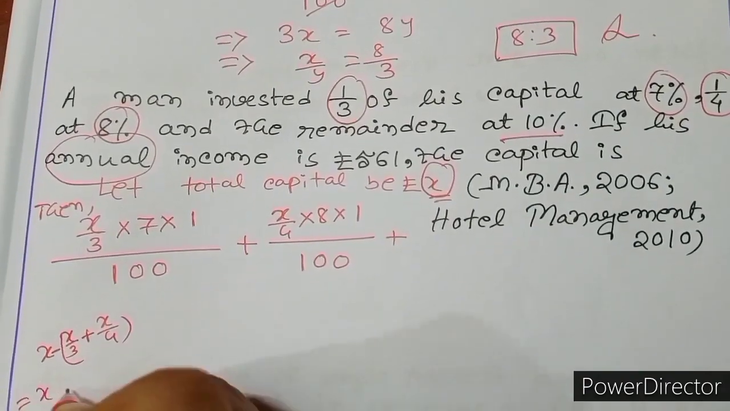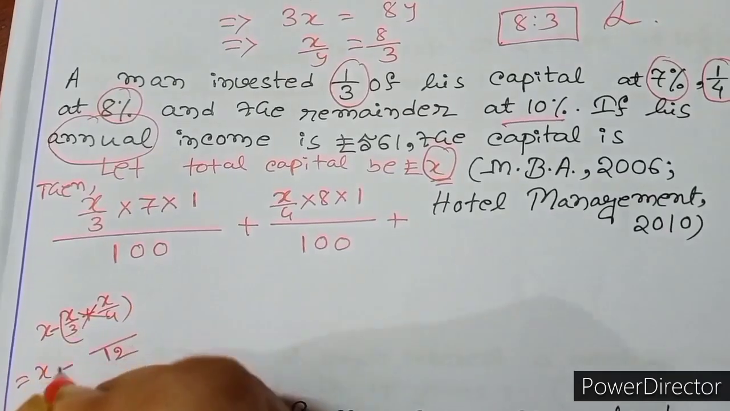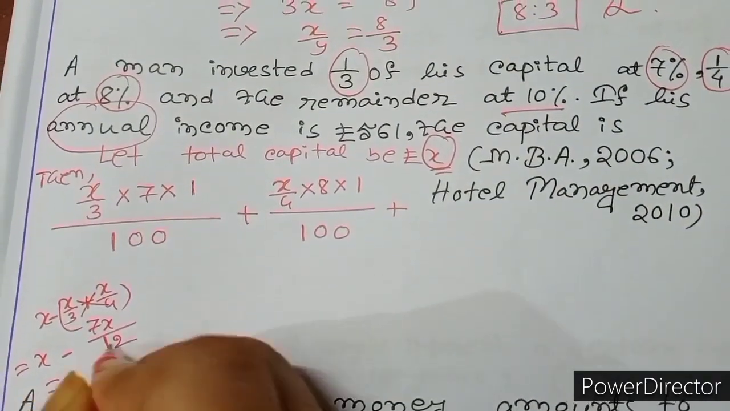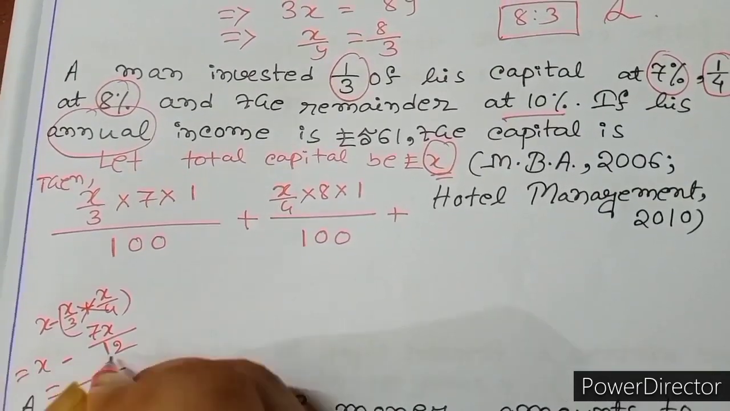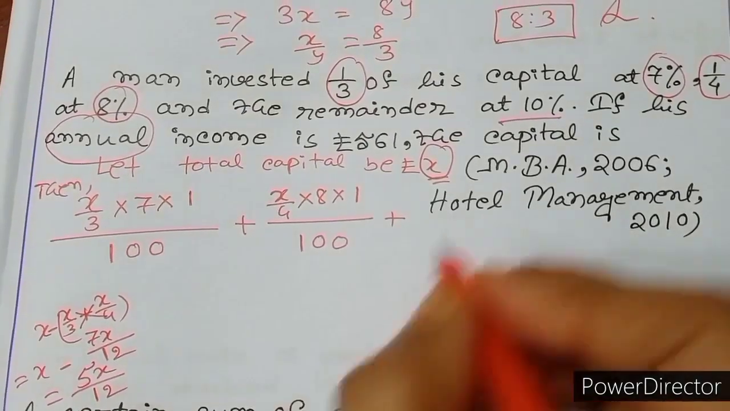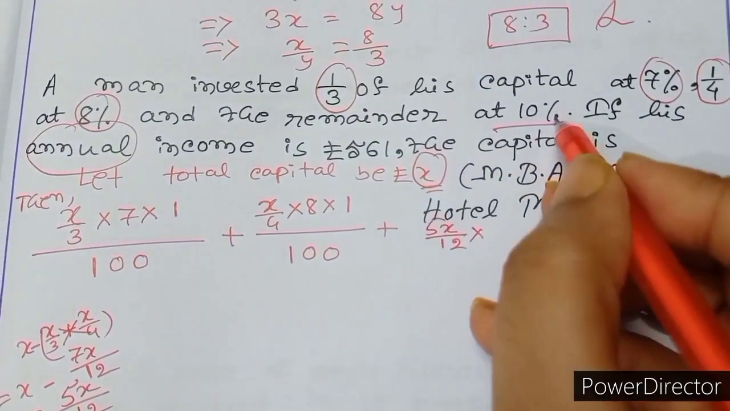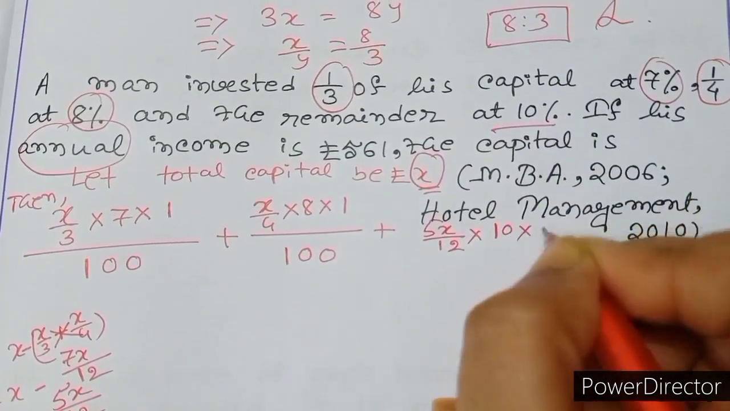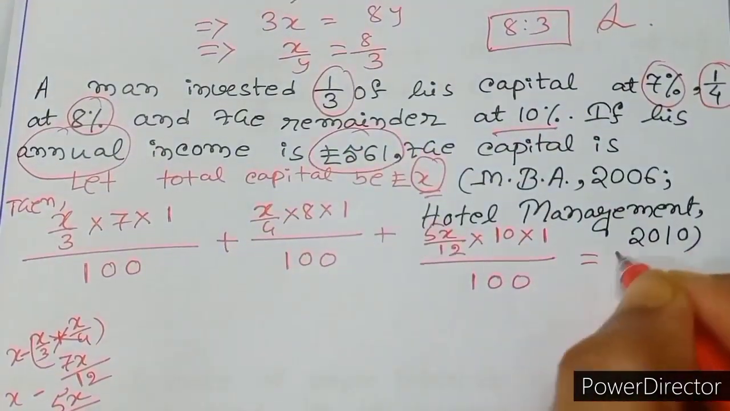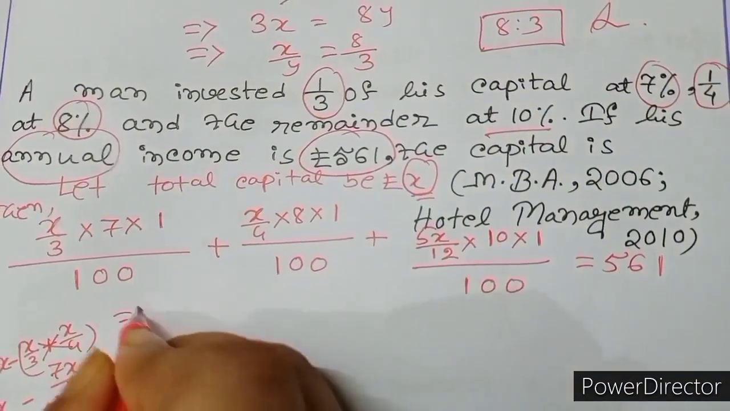We know the trick. 3 into 4, 12. So write here 12 and then multiply crisscross. 3x plus 4x means 7x. X minus 7x by 12. So write here 12 and multiply, 12x minus 7x equal to 5x by 12. So 5x by 12 into 10% into 1 by 100 equal to 561. Here the total annual income is 561.